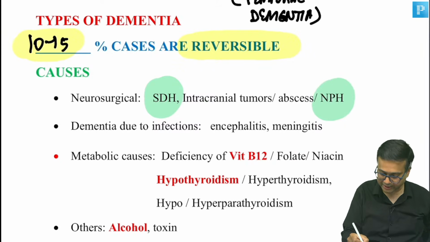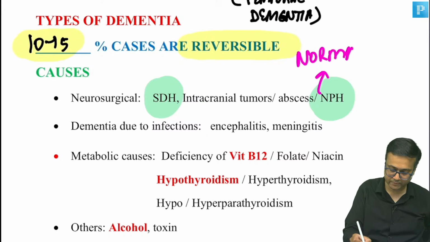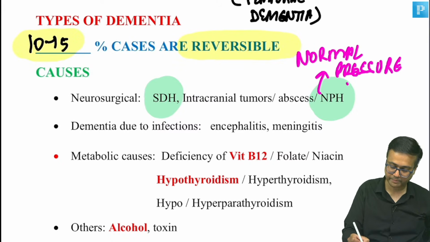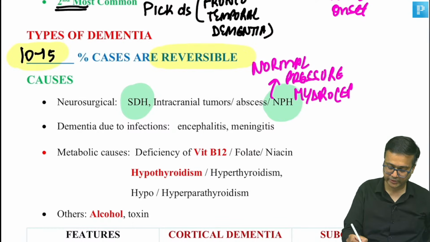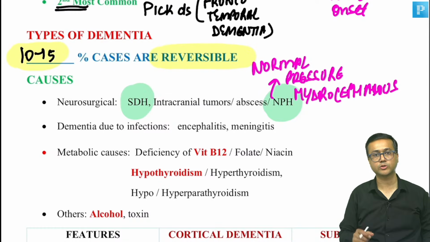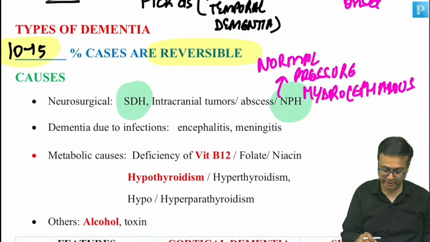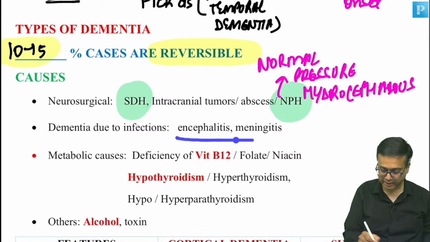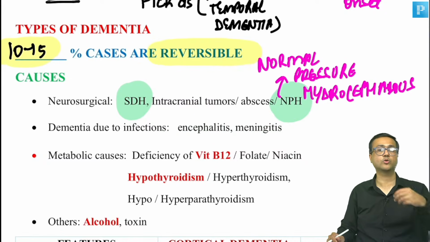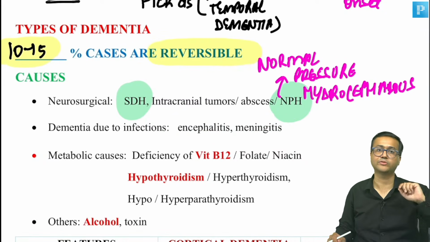And again please highlight this NPH. What is NPH, beta? NPH is normal pressure hydrocephalus. Again, how do we treat? We treat by ventricular shunting. You treat it, dementia would be reversed. So there are some neurosurgical conditions. Then certain infections such as encephalitis, meningitis can also cause dementia. You treat it, dementia would be reversed.